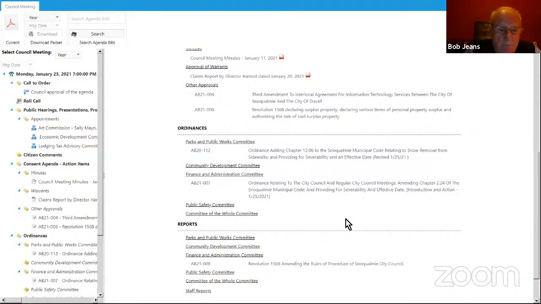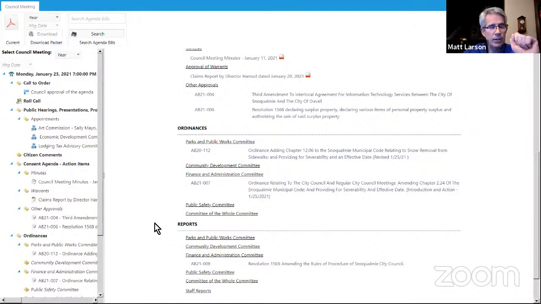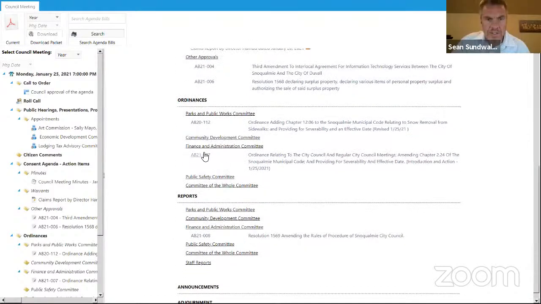Under ordinances, 2112, ordinance adding chapter 12.06 to the Snoqualmie Municipal Code relating to snow removal from sidewalks and providing for severability and an effective date. This was revised today, so there's a revised version in there. Can someone click on that so I can read it? Thank you.